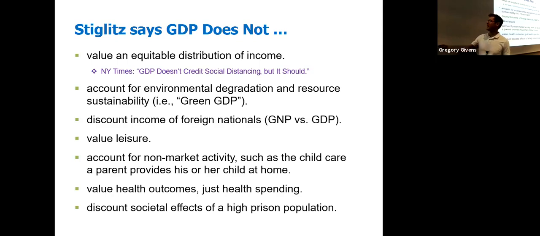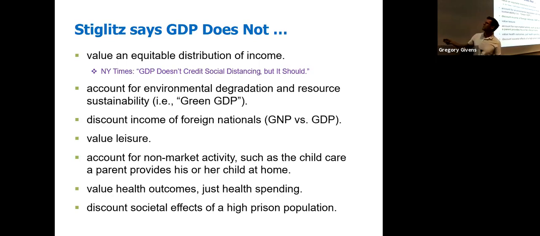Other non-market activities, and we talked a little bit about this in the last class: child care that a parent provides is not counted towards GDP. But if you put your child in a daycare center and pay for that, that is counted towards GDP.